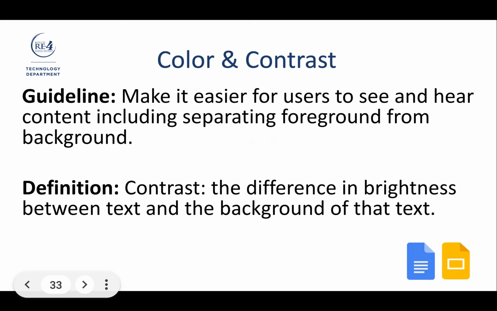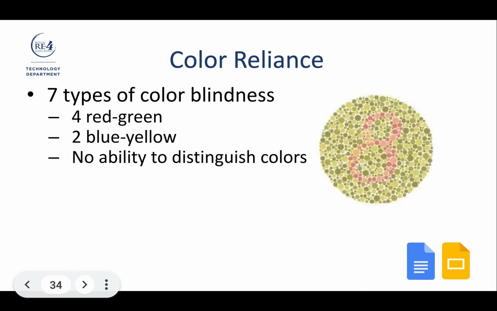Color and contrast. The guideline that we must follow is to make it easier for users to see and hear content, including separating the foreground from the background. The definition of contrast is the difference in brightness between text and the background of that text. There are 7 different types of color blindness. All 7 of those are present within our school district. There are 4 red-green, 2 blue-yellow, and no ability to distinguish colors. Although that's the one that's most often thought of, all of these exist within Weld RE-4.